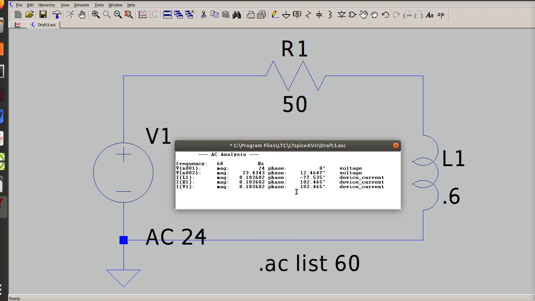Now these are polar answers. So the magnitude is this first part, so 0.104. Phase is the angle, 102. So when LTspice does an analysis, it gives the results to you in polar. And of course you could go to the spreadsheet and convert them to rectangular if you need to.